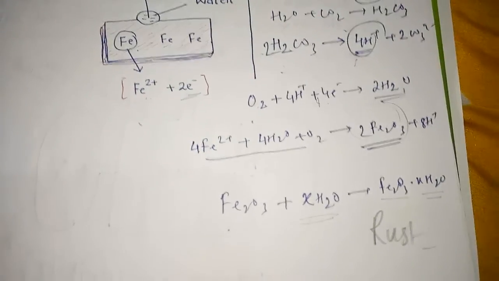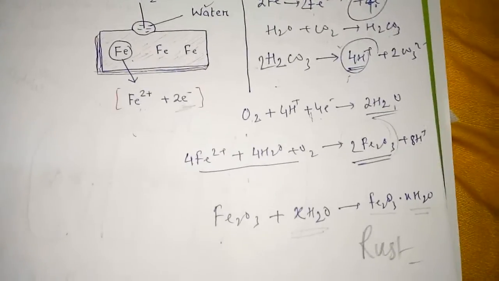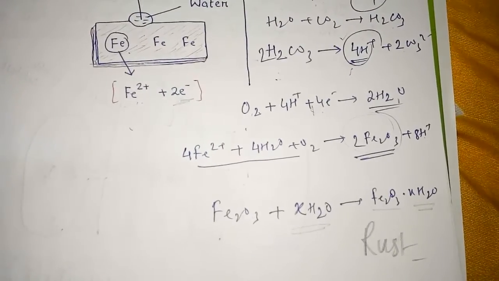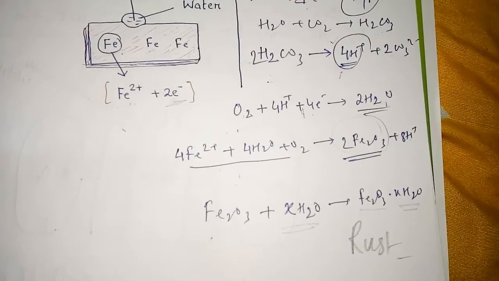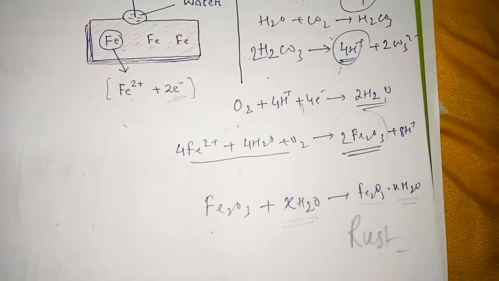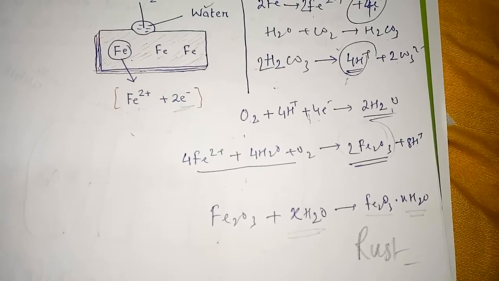Now, methods of prevention of rusting. We can prevent rust by painting. By using a sacrificial electrode we can prevent rust. By greasing we can prevent rust. So there are several methods by which we can prevent rust.